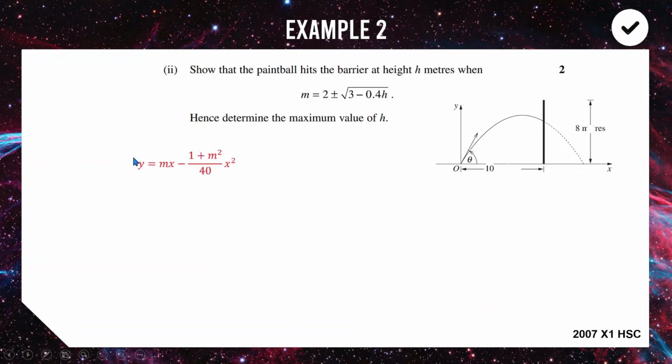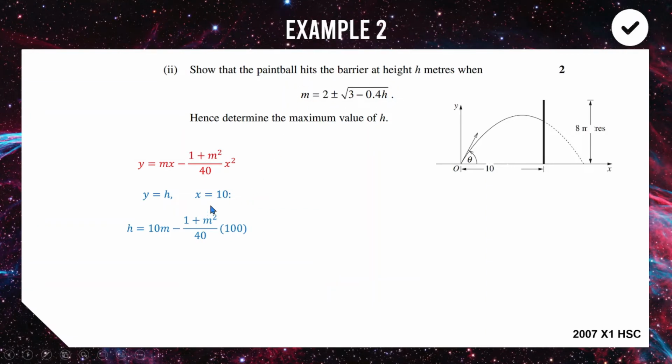So we have our equation relating y and x. Now, we are hitting the barrier at a height of h. That means when the x displacement is equal to 10, the value of y is going to be equal to h. Okay, x equals 10, y equals h. Let's substitute that into this equation right here. And now we are trying to solve for m and get this value right here.